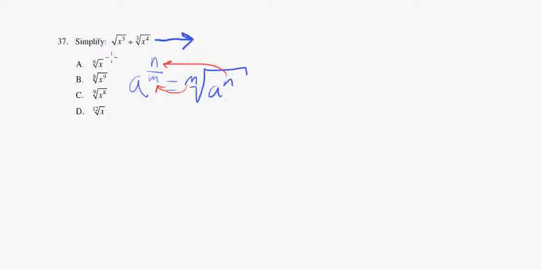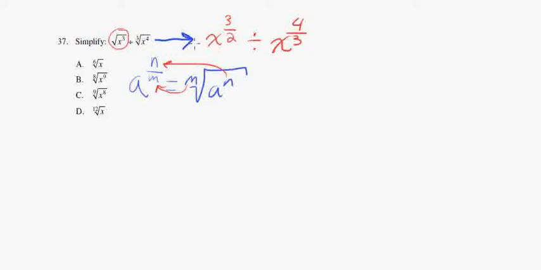So for the first one, the square root of x cubed will translate into x to the power of 3, because 3 is the power of x and it becomes the numerator, over the index of the radical, which is going to be 2. And we're going to divide that by, well, I'll do the same thing here. This will be x to the 4 over 3. Okay, so we've rewritten it like this.